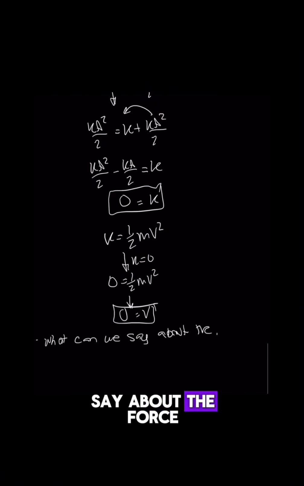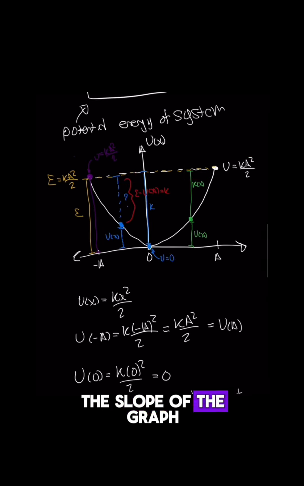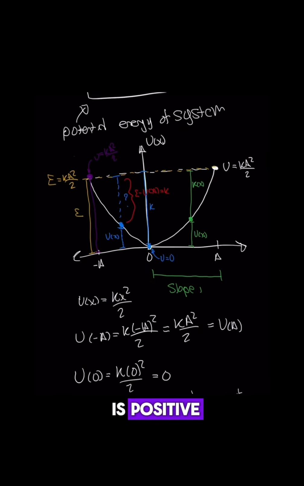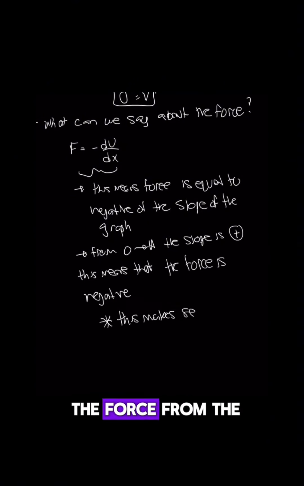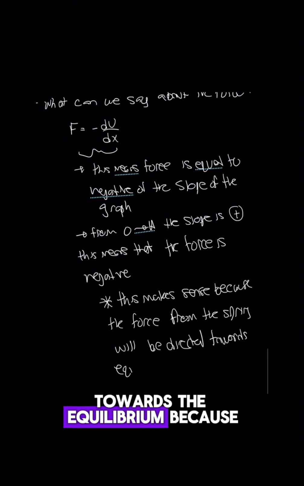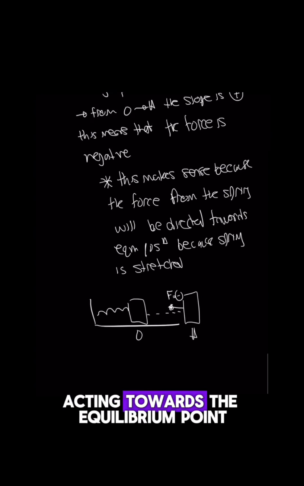But what can we say about the force? We know force is equal to this, and this means that the force is equal to the negative of the slope of the graph. From 0 to a, the slope is positive. The slope being positive means that the force is negative. This makes sense because the force from the spring will be directed towards the equilibrium position because the spring is stretched. So from 0 to a, the force is negative, acting towards the equilibrium point.